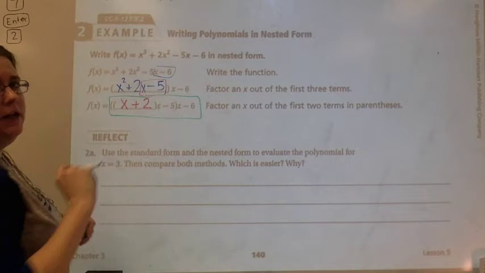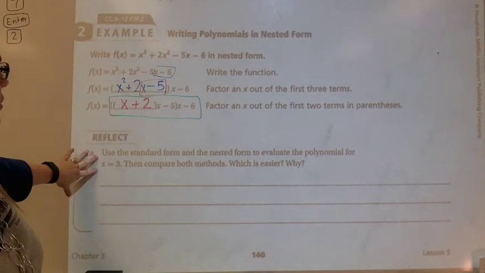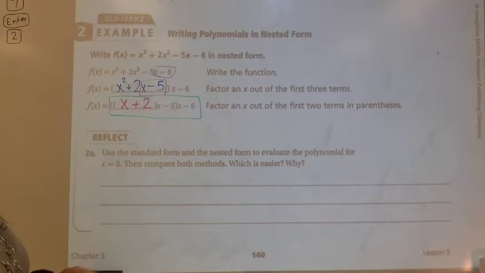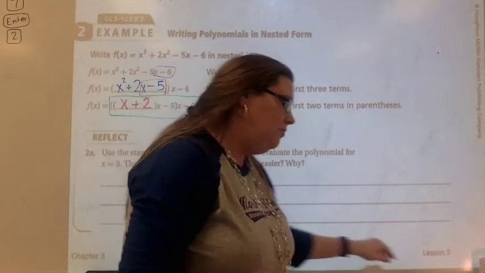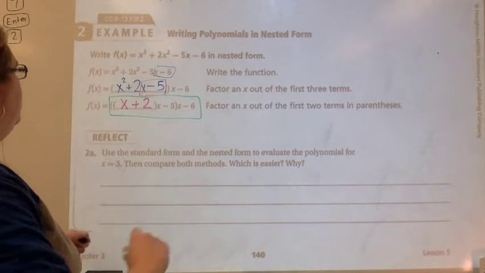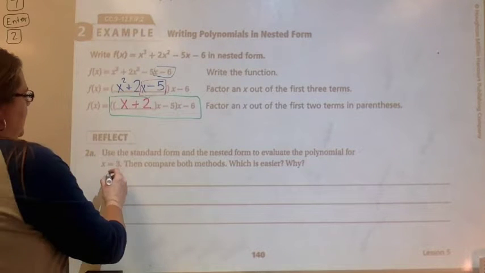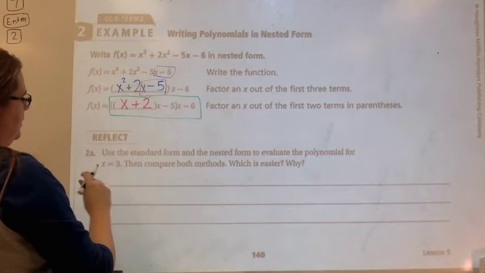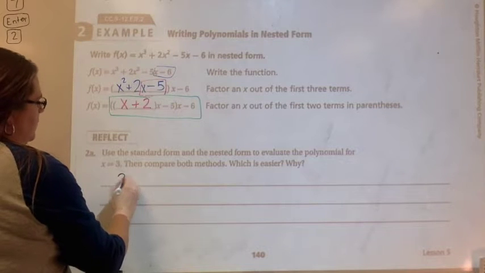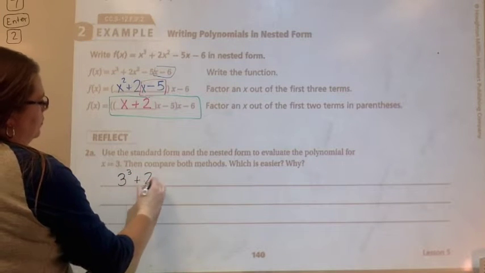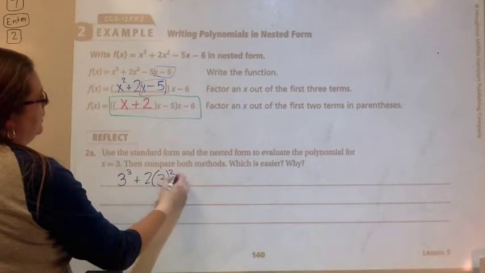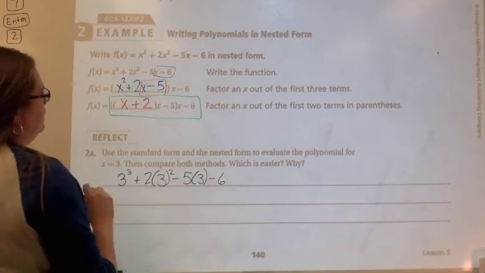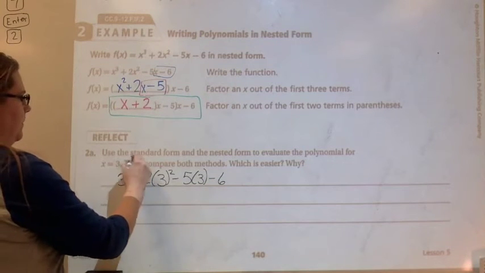And we're going to use that again in another problem in just a minute. This is to use the standard form and the nested form to evaluate the polynomial for x equals 3 and then compare both methods. And it wants to know which one you think is easiest. It may not be the one that they think is easiest. So if I take the original equation, x cubed plus 2x squared minus 5x plus 6, and substitute the 3 in, I've got 3 cubed plus 2 times 3 squared minus 5 times 3 minus 6. Okay? So this is standard form.